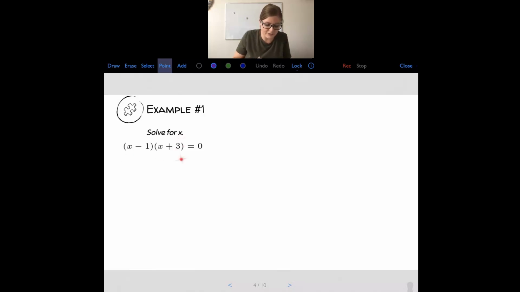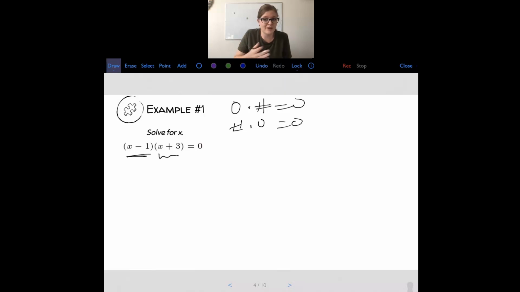On the left-hand side, we're multiplying two things together, and we want it to equal 0. So a couple things to remember. You may hear this as the zero product property, but 0 times any number is 0, or any number times 0 is 0. So what that translates to is if this factor is equal to 0, then the product, or the multiplication, will be equal to 0. Or if this factor is equal to 0, then when you multiply it by whatever is next to it, your answer is going to be 0.